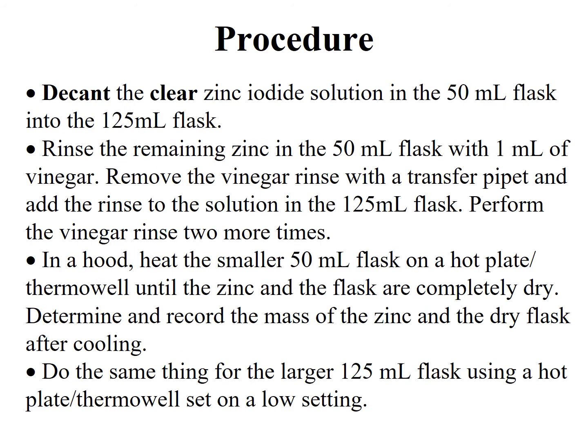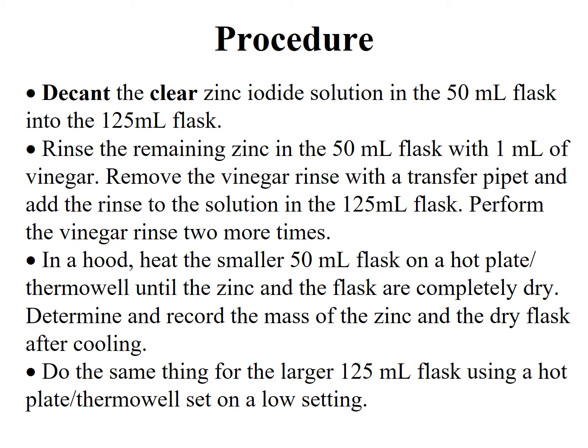After you weigh the bigger Erlenmeyer flask, you're going to decant the clear zinc iodide solution in the 50 ml flask to the bigger flask, and then you rinse the remaining zinc in the 50 ml flask with 1 ml of vinegar. You remove the vinegar, rinse with a transfer pipette, and then add the rinse to the solution in the 125 ml flask, and then you rinse it again with vinegar 2 more times. And then you're going to heat both flasks. So we go first with the 50 ml.